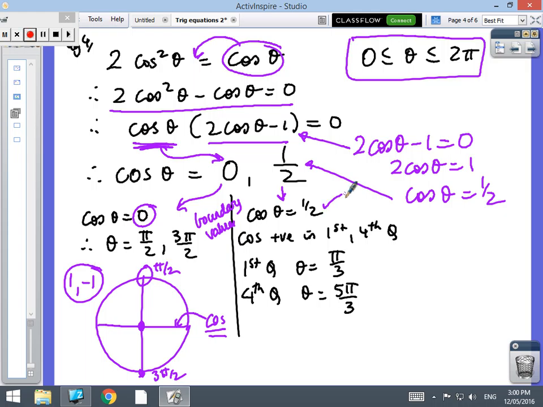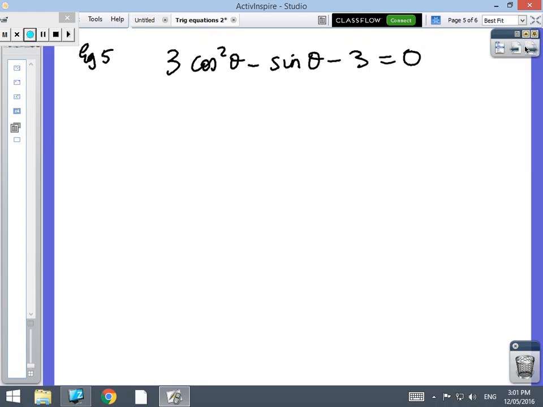And for the second one, cos theta equals a half, straightforward. Again, all stations to central, so cos is positive in the first and fourth. You've got a first quadrant answer, pi on 3. You don't have to do any changes, and then subtract that from 2 pi to get the fourth. Okay, copy and come across. We've got 2 to go, or maybe 1.